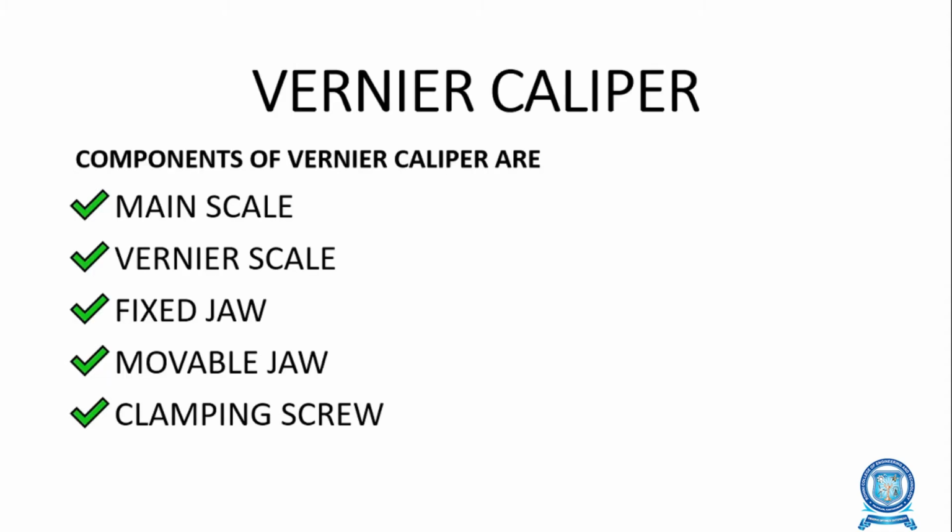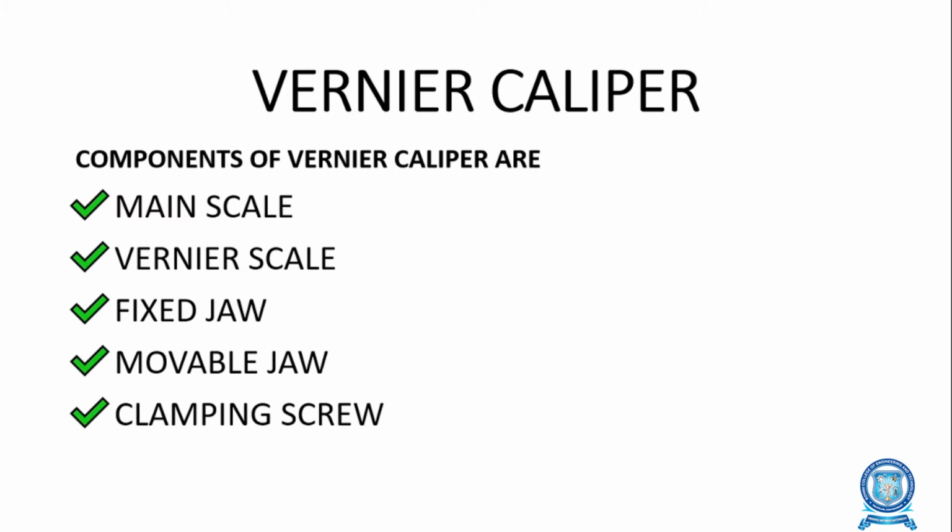Okay, first one is the Vernier caliper. In this Vernier caliper, there are main components. One is the main scale, and this is the main scale, and then the vernier scale, fixed jaw, movable jaw, and clamping screw.